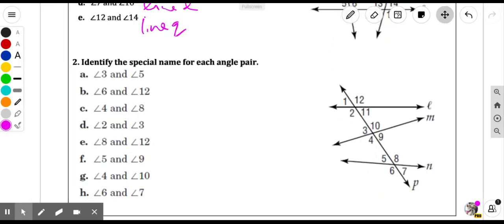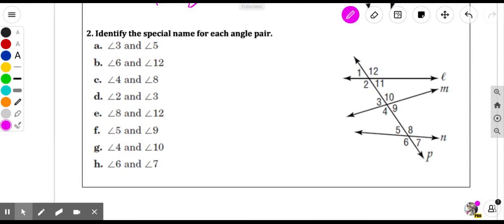Okay, in the next part, we want the special angle pair. Special name for each angle pair. So these are mostly going to be ones that we just learned today. So 3 and 5, questions you want to ask yourself: are they on the same side of the transversal or different sides of the transversal? These are on the same side. Are they interior or exterior?